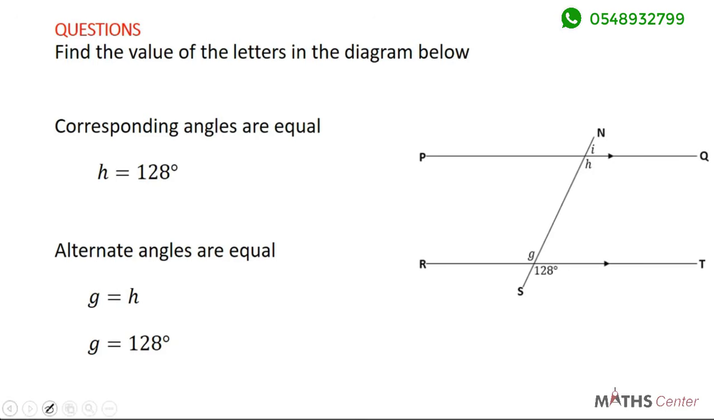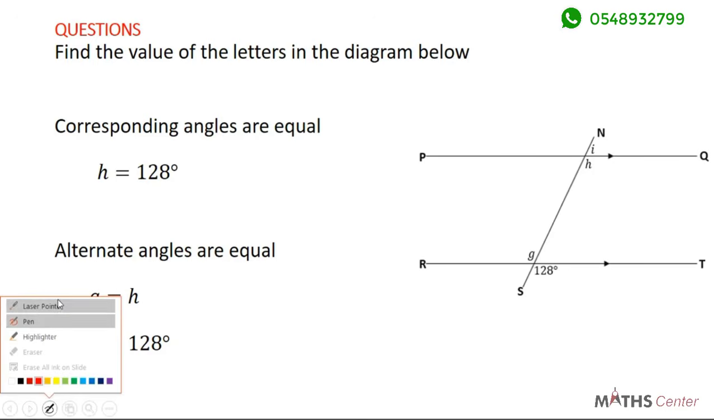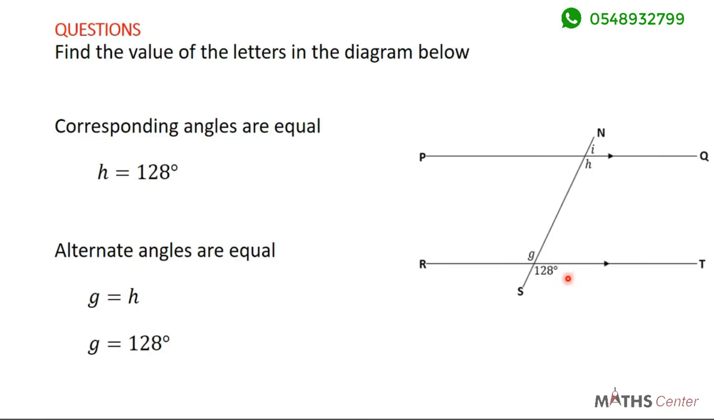We know from the previous slide that vertically opposite angles are equal. Now look at something. G is vertically opposite to 128 degrees. So we can also use that and say that G is equal to 128 degrees. So consider the diagram very carefully. Then recall all the properties that you have and pick the one that will help you to solve the question.